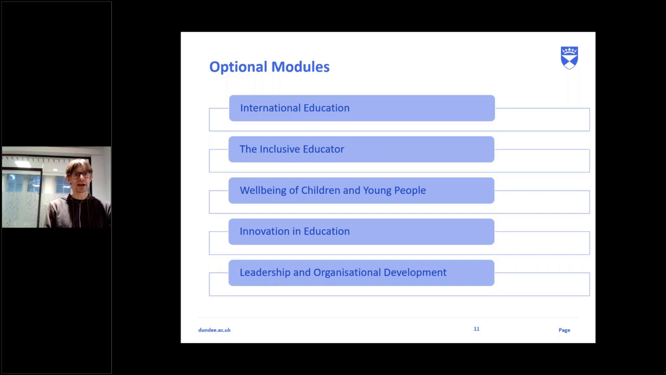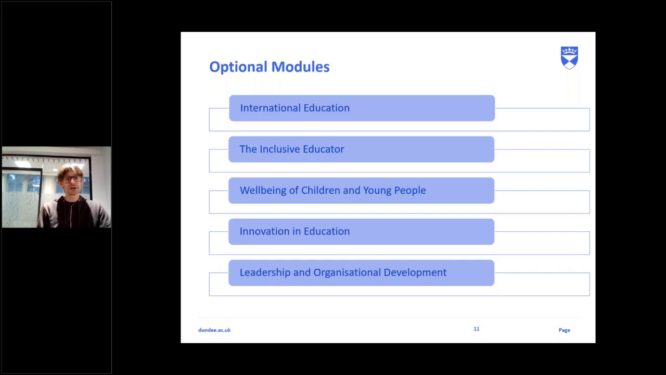So we have a module in International Education, we have a module in Inclusive Education, we have a module in the Wellbeing of Children and Young People, we have a very popular module which is Innovation in Education, and another very popular module is Leadership and Organisational Development. And then the final core module that everybody does is the dissertation module, and that's a double module. So normally working part-time, whereas these modules would be over one semester, the double module for the dissertation would be over 2 semesters, so a full academic year, 46 weeks, to allow you to plan, to then execute, and then write up a significant piece of research.